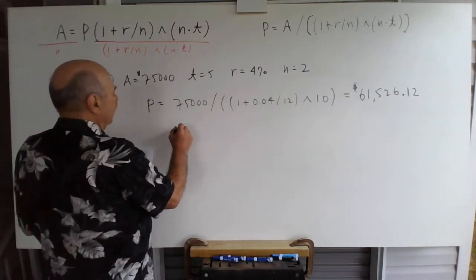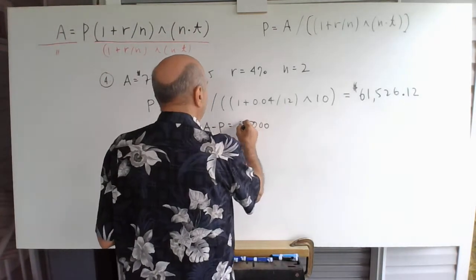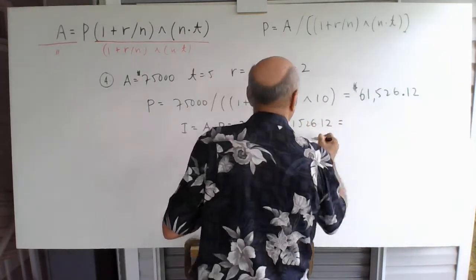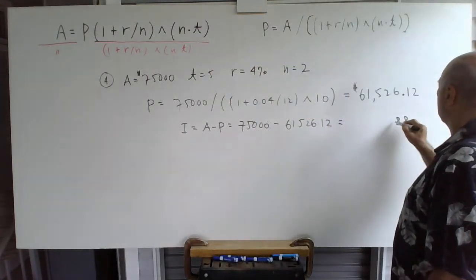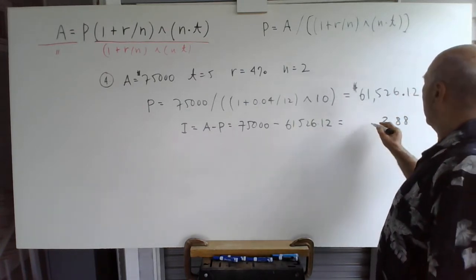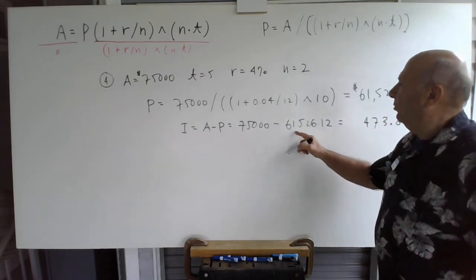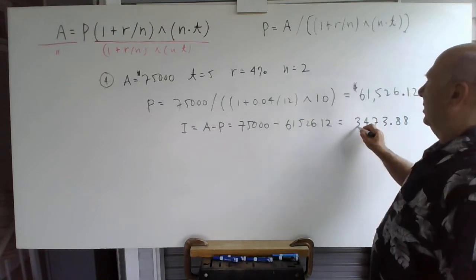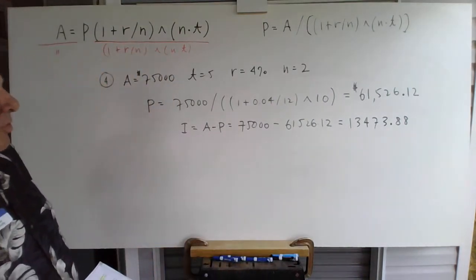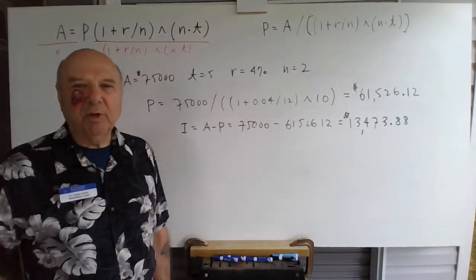So let's do it. The interest is A minus P. So that'll be 75,000 minus 61,526.12. So I know it'll be 88 cents. And then 6 from 9 will be 3. 2 from 9 will be 7. And 5 from 9 will be 4. And 1 from 4 will be 3. And so looks like I'll have an interest of $13,473.88. So I did mental arithmetic instead of a calculator.